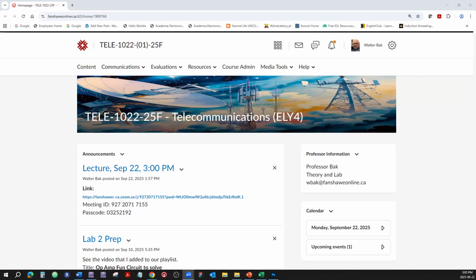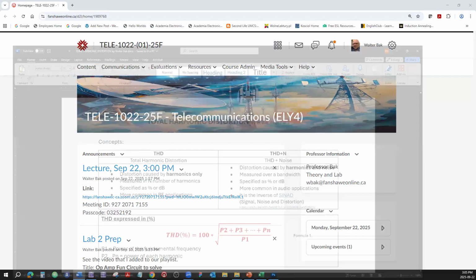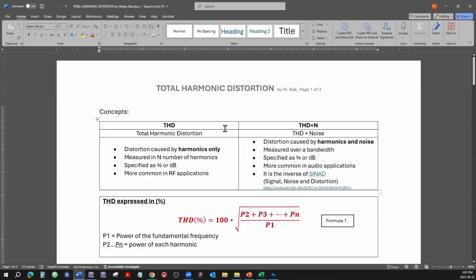First thing we're going to tackle is the supplement that I got for you. And it talks about the total harmonic distortion. All right. Where's my board?